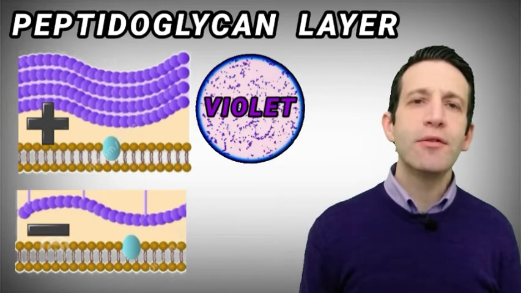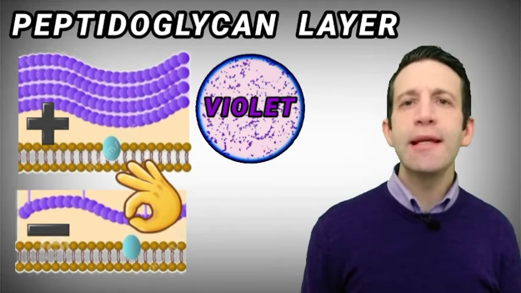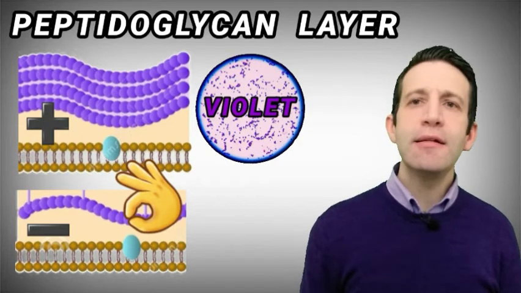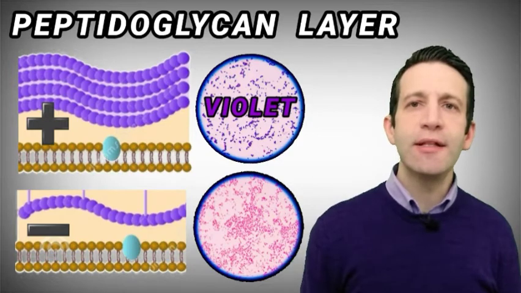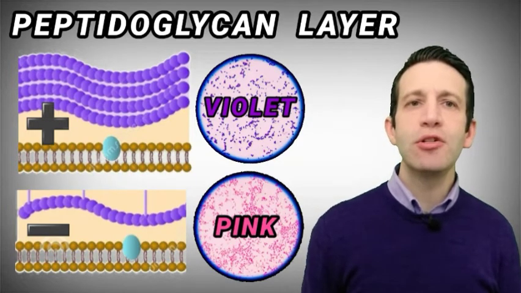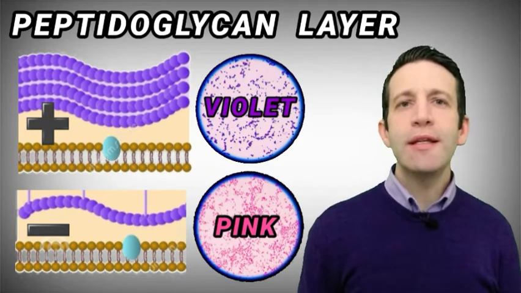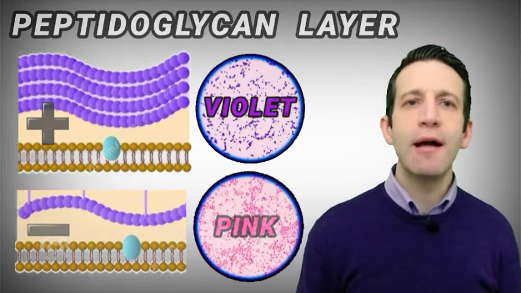The cell wall in gram-negative instead is extremely thin and cannot retain crystal violet, so when counterstained with safranin, it turns pinkish red. But what exactly are these peptidoglycans?